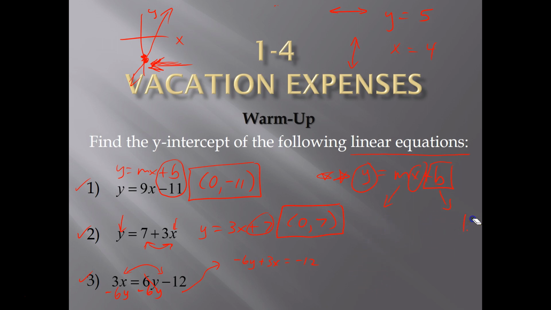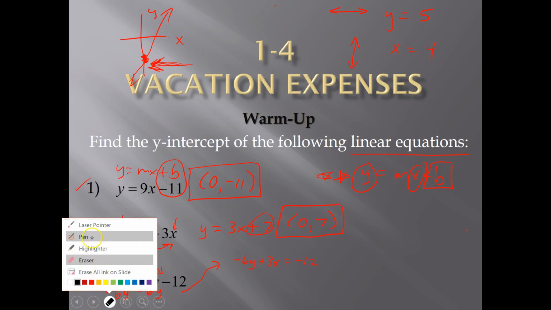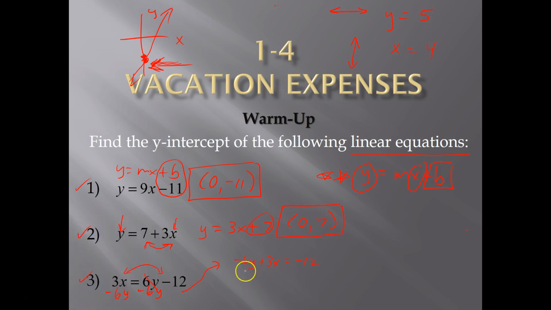So I'm going to erase this stuff, get it out of the way for us, a little more room. So I'm trying to get that y by itself. Look at what's going on there. To get the y by itself, a couple things need to happen. The negative 6 that's in front of the y has to go away, and the plus 3x has to go away. So let's move that 3x over.